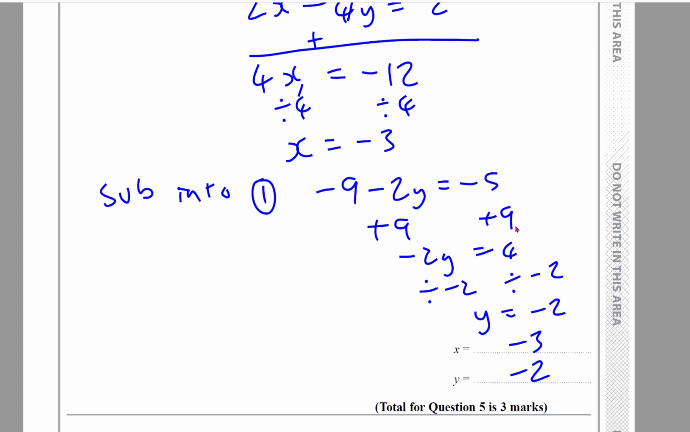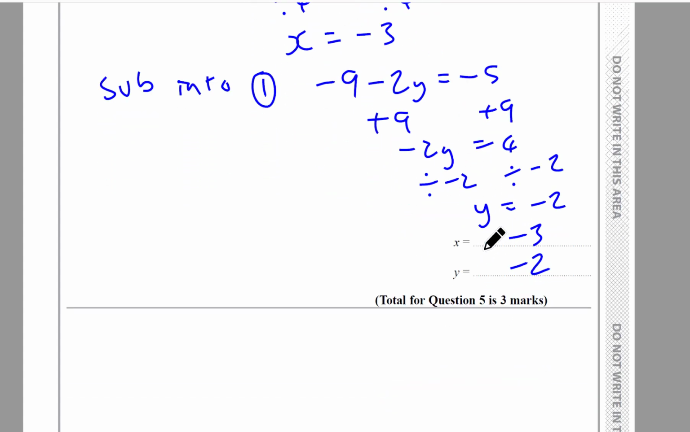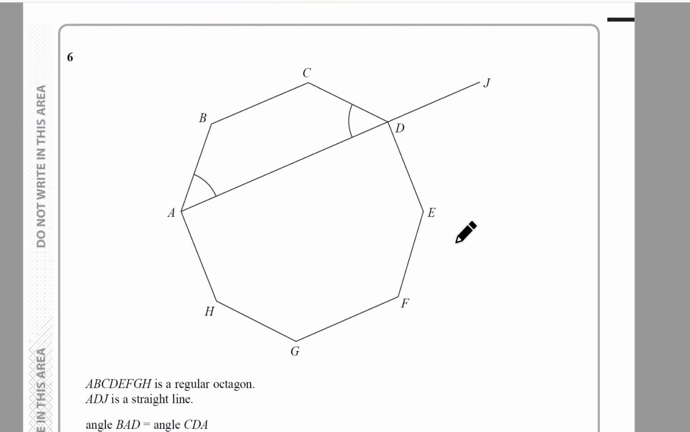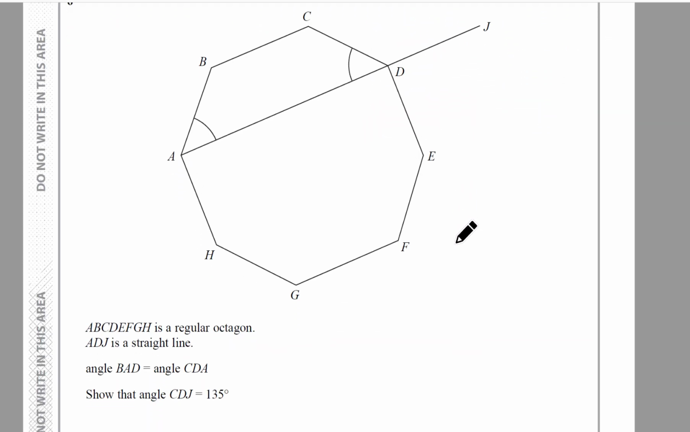And if you do this anyway, as long as you show your working and get x equals minus 3, y equals minus 2, you're going to get your full marks. If you don't know how to do it, try to match coefficients and do something and you'll get there eventually.